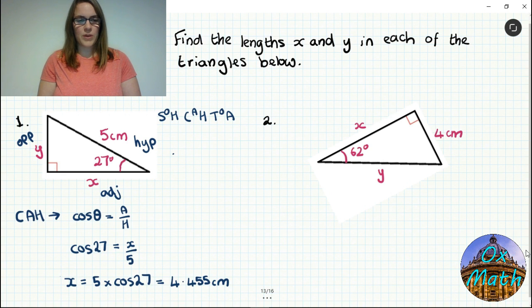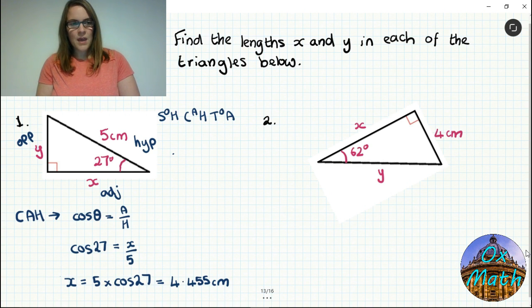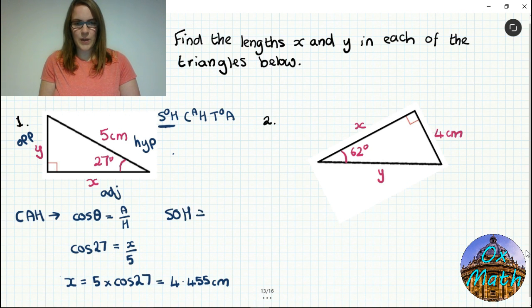So to find y, this time I have my opposite, and again I'm going to use the hypotenuse because although I could use the adjacent x, I've actually worked out that value. So it's best to use the value that you've been given in case you made a mistake in your calculations. So this time I've got the opposite and the hypotenuse, which means that I need to use the SOH part of SOHCAHTOA. So SOH gives me my equation, which is that the sine of the angle is equal to the opposite over the hypotenuse.